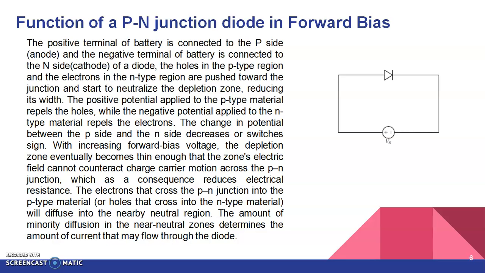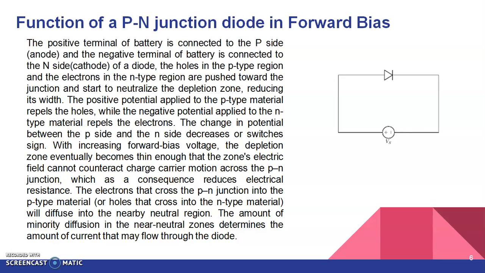We already discussed that the P-type material and N-type material are sandwiched. When we make the junction, the depletion layer is produced. See, when we apply a forward bias, they are pushed towards the junction to neutralize the depletion layer and reduce its width. The positive potential applied to the P-type material repels the holes, while the negative potential applied to the N-type material repels the electrons. The change in the potential between the P side and N side decreases.